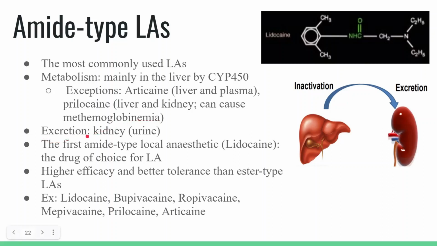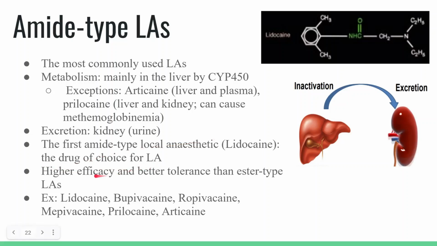The excretion, of course, is in the kidneys, in the urine, just as this picture shows over here. Most of them are metabolized in the liver where they are inactivated, and then they are excreted in the urine. The first amide type local anesthetic is lidocaine. It's very potent, very effective, very safe. And we'll see later that it's very heavily used in medicine. It's the drug of choice for local anesthesia.